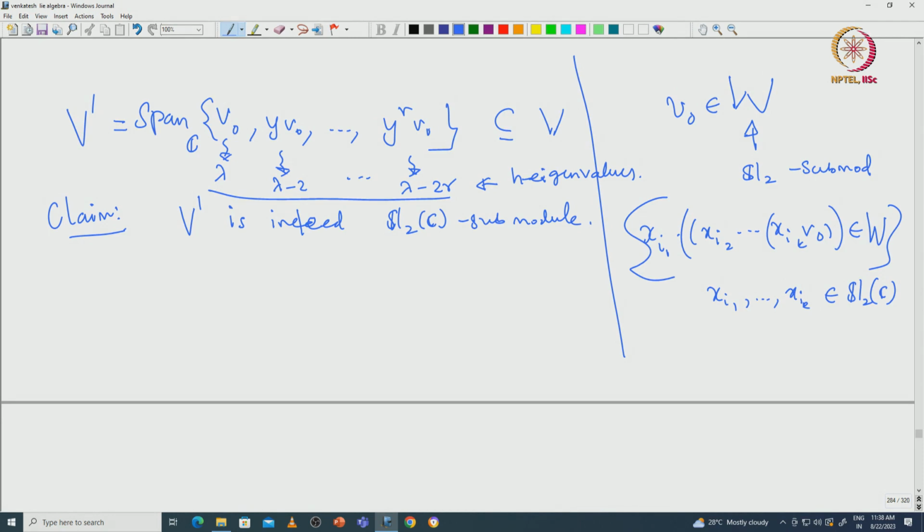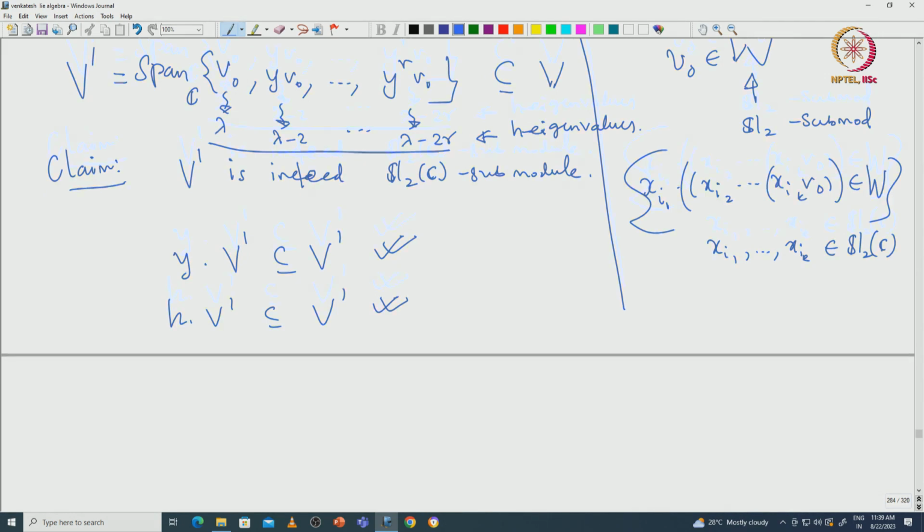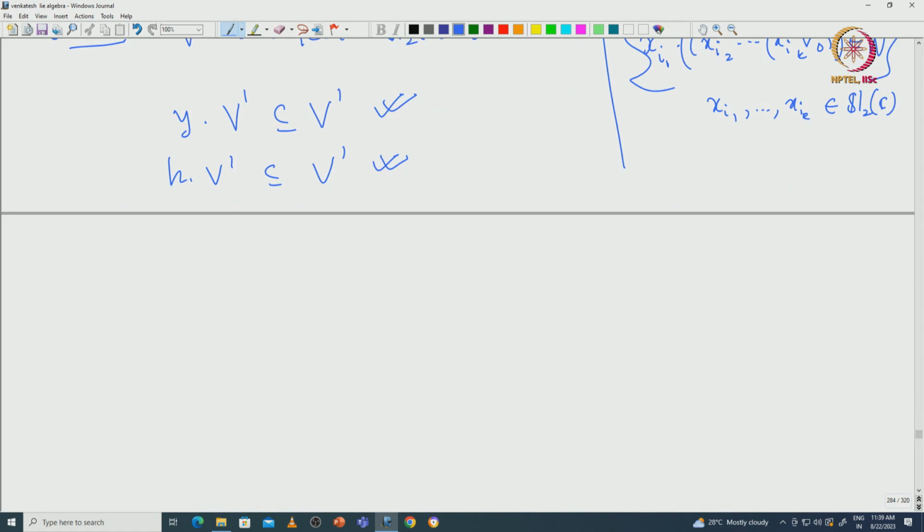If you just look at it, y obviously maps V dash to V dash, because y will just increase the power. If you apply it on this spanning set, it is going to increase the power, so it will be invariant. There is no issue, and H is also going to leave it invariant, because each one of the spanning elements is an eigenvector for H. So that is also fine. The only non-trivial thing we need to check is what happens if I apply x. If we prove that x also leaves V dash invariant, then V dash becomes an SL2 submodule. So, let us see what happens.